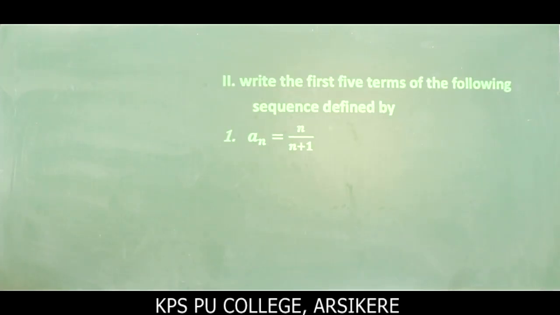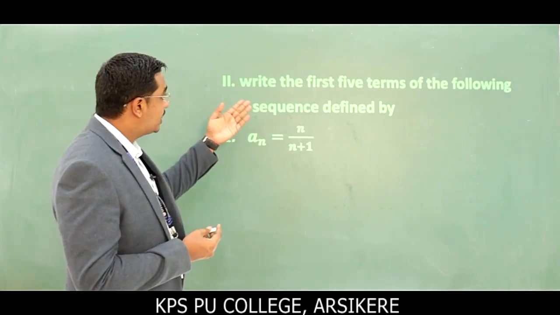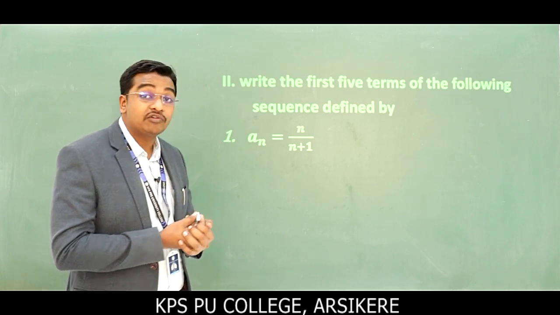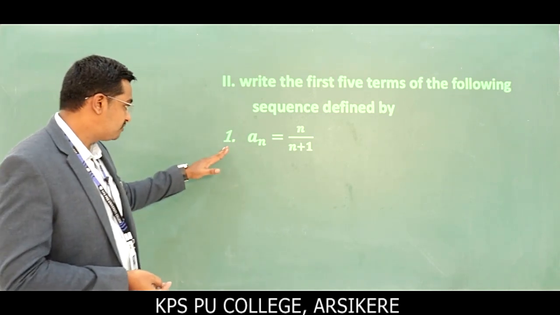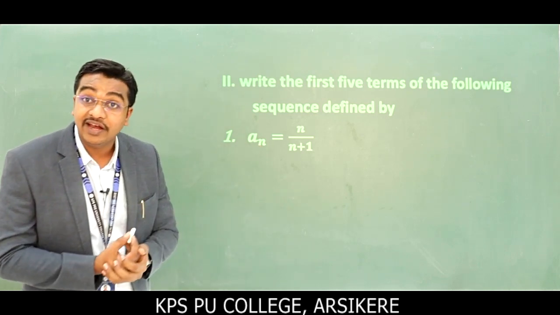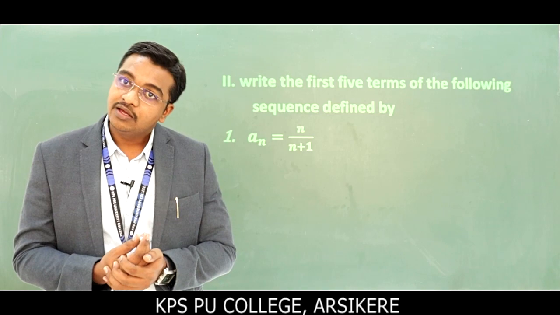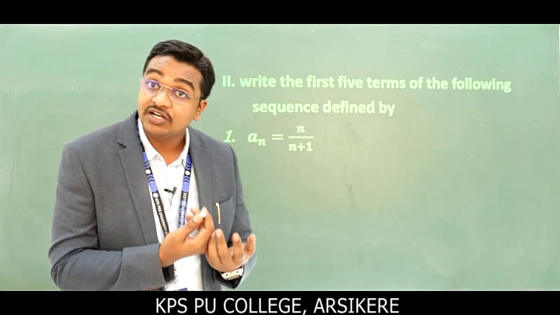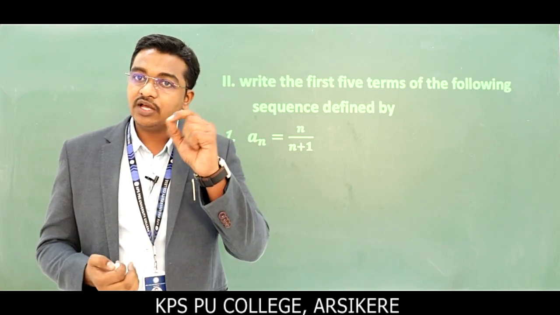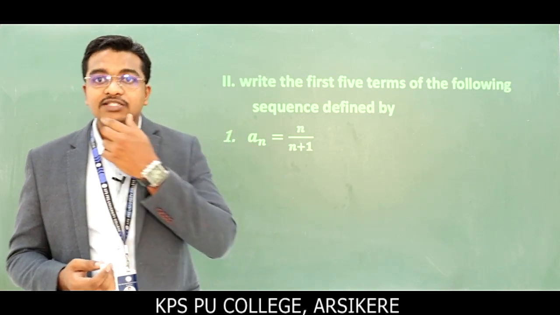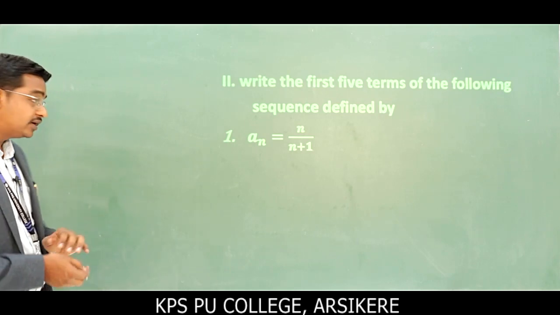Now dear students, we are moving to the second question. Write the first 5 terms of the following sequences defined by the first one, an is equal to n divided by n plus 1. This is also called a general term or nth term of the given sequence. When you substitute n is equal to 1, we get the first term, n is equal to 2, the second term. So for n is equal to 5, we obtain the fifth term. Solution.